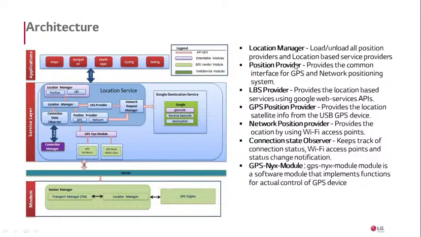Now I will explain each module. The location manager loads or unloads all position providers and location-based service providers. The position provider provides the common interface for GPS and the network positioning system. The LBS provider provides the location-based services using the Google Web Services APIs. The GPS position provider provides the location satellite info from the USB GPS device. The network position provider provides the location by using Wi-Fi access points. The connection state observer keeps track of the connection status, Wi-Fi access point, and state change notifications. The GPS NIX module is the software module that implements the functions for actual control of the GPS device.